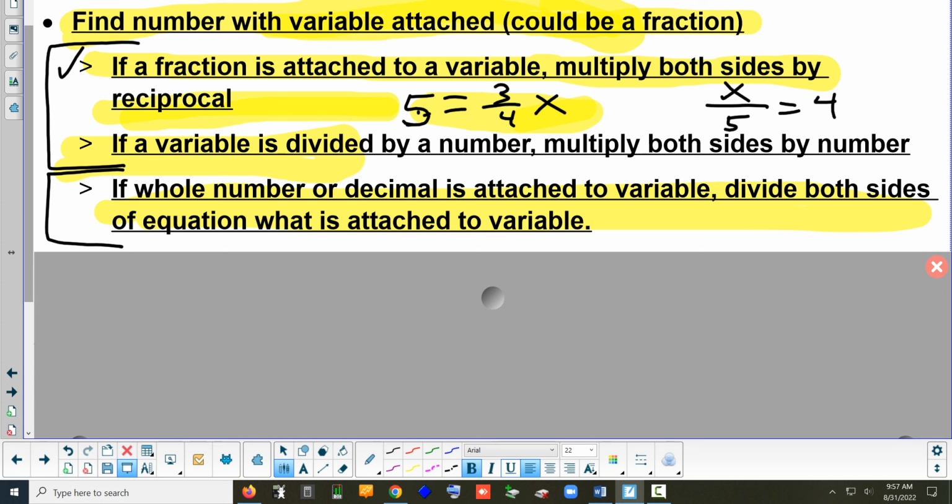So if you have a whole number or a decimal attached to the variable, we're going to divide both sides of the equation by what's attached to the variable. If it's a decimal, we're probably going to use a calculator because it can be kind of hard to divide by a decimal. So again, we'll use a calculator to figure that out.